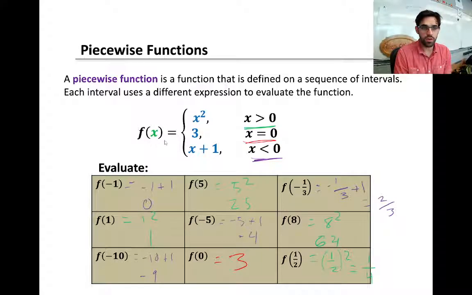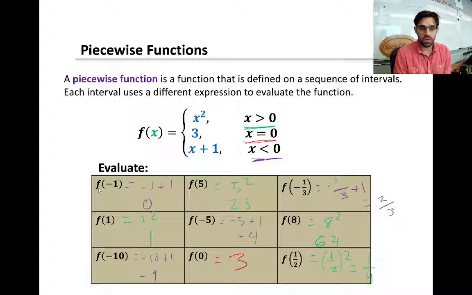Or f of x would be equal to this expression if your input was on this interval, a number less than 0. So as a piecewise function, it could be one of several expressions to evaluate, depending on what interval the input is on. This is just an example right here. It could be two different expressions. It could be 3. It could be 100. Whatever.